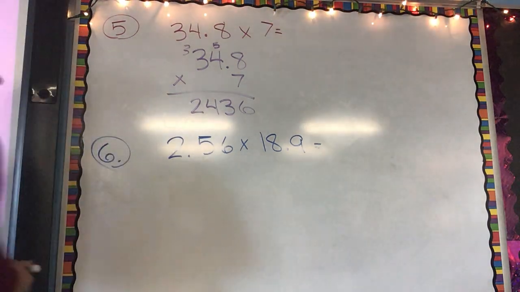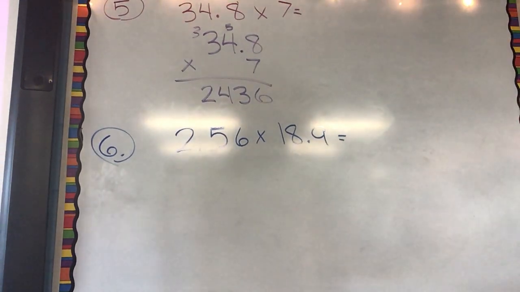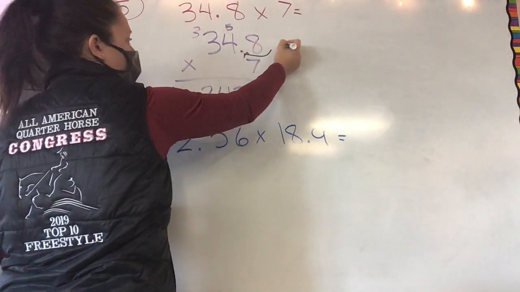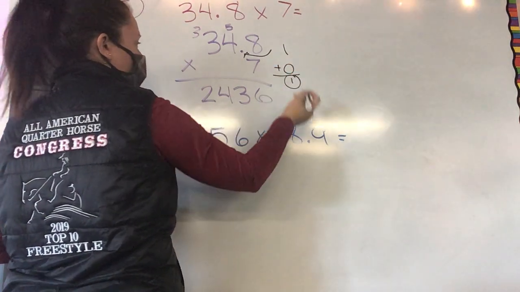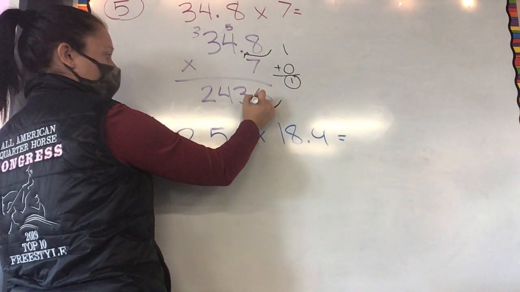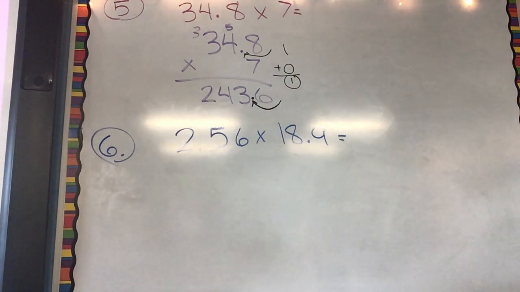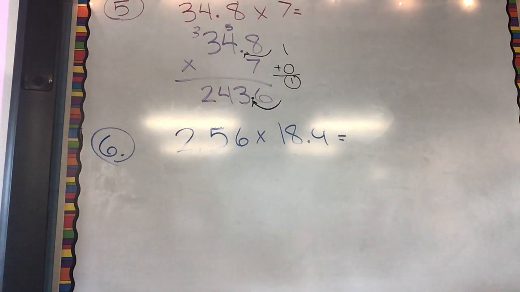Good. What's my next step then, Brooklyn? Count the decimals. Here we go. Ready? 1. 1. Do I have any here? No. For a total of? 1. Alright, I start on the what side? I go over, and then I place my decimal. Give me a thumbs up if you guys got that. Brooklyn, you can go. Alright, number 6. Raise your hand if you're working on number 6 still. Alright, I'm going to give you 1 minute for number 6.